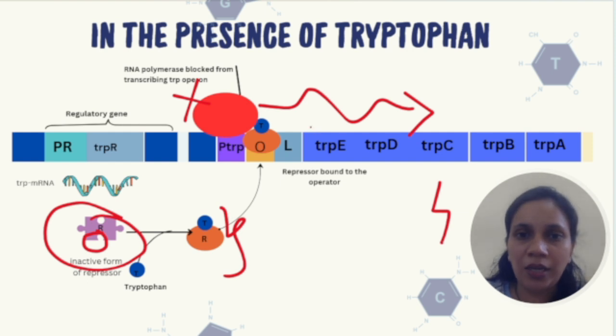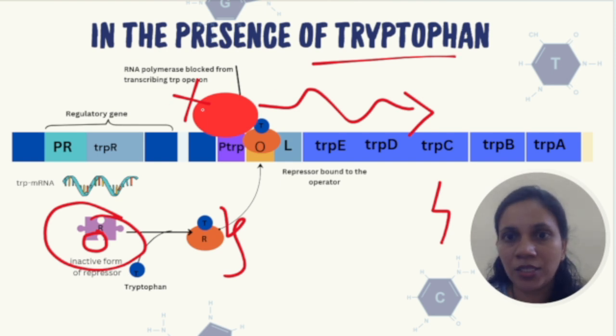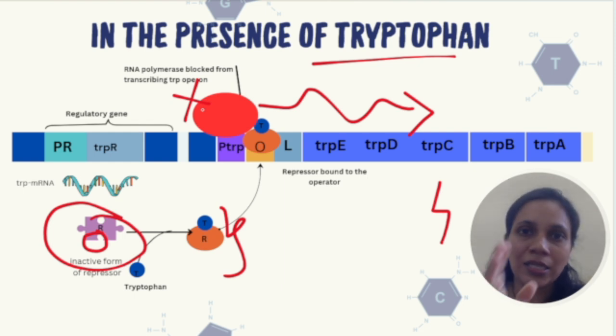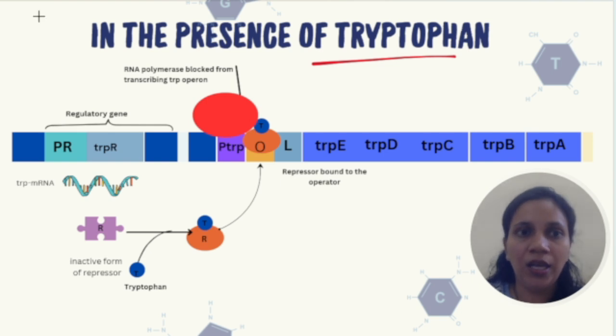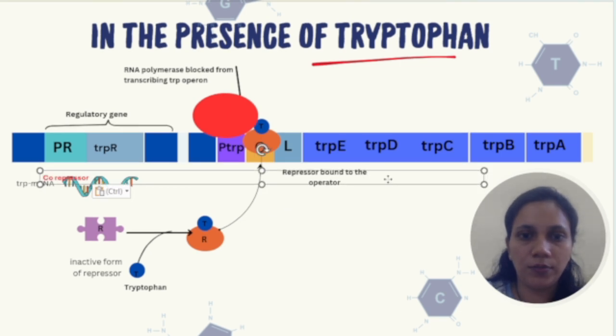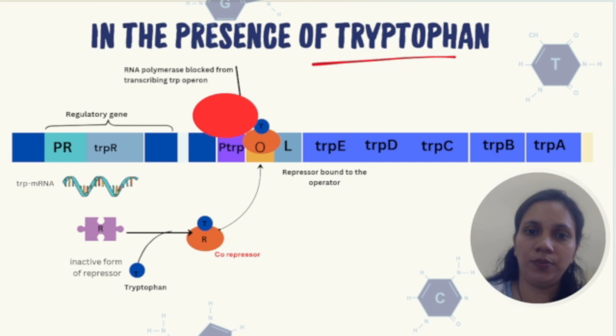of tryptophan. So that means when tryptophan is present in the surrounding medium of E. coli, it is going to block the movement of RNA polymerase because it is already present. Why produce it? That's the simple logic here. Yet another thing: because tryptophan is helping the repressor in repressing or stopping the transcription of the structural genes involved in tryptophan, it is also called a co-repressor. So the tryptophan present in the media will be called a co-repressor.